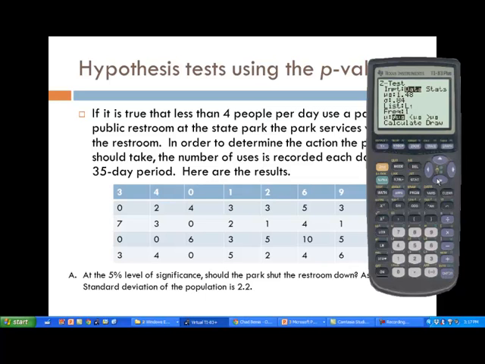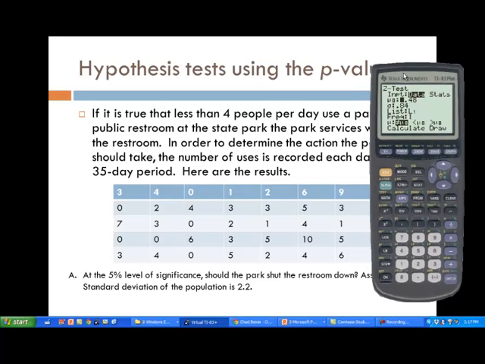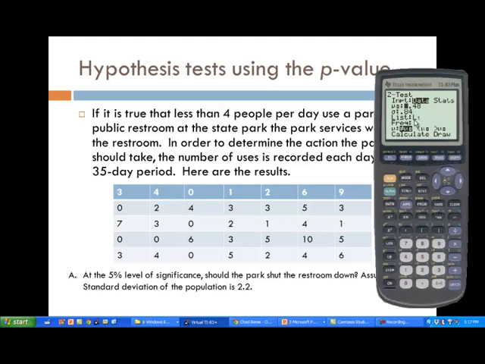And the data is such that the list is from L1, which is what I typed in. The 4 was the number per day that we were looking at. The 2.2 was the standard deviation given. Frequency means, I believe, what's the frequency of each piece of the list. So we're just going to say 1.